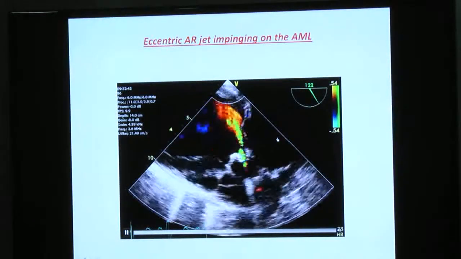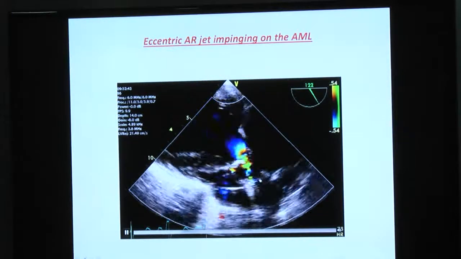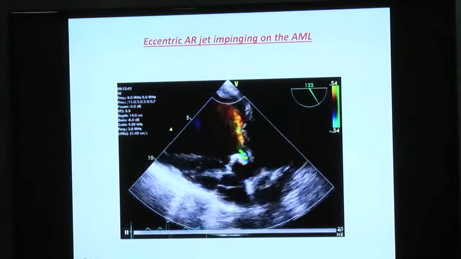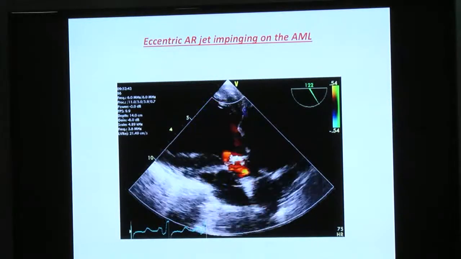Now we have another situation here. If you have a patient with severe aortic regurgitation, this is the transgastric long axis view. You can see the jet is eccentric. It is hitting the base of the anterior mitral leaflet. See, this is one of the important signs which we can fail to understand.